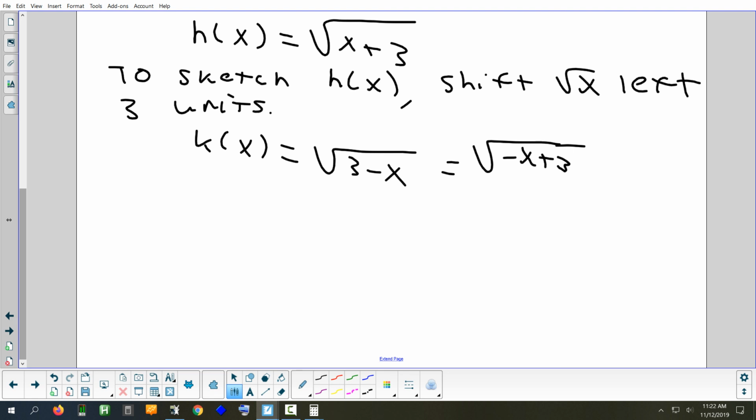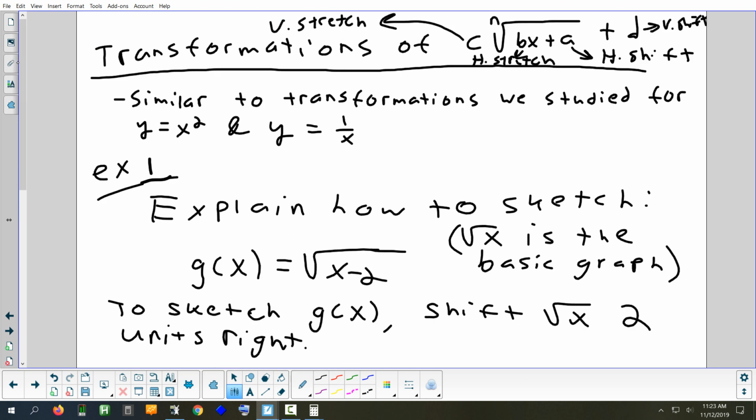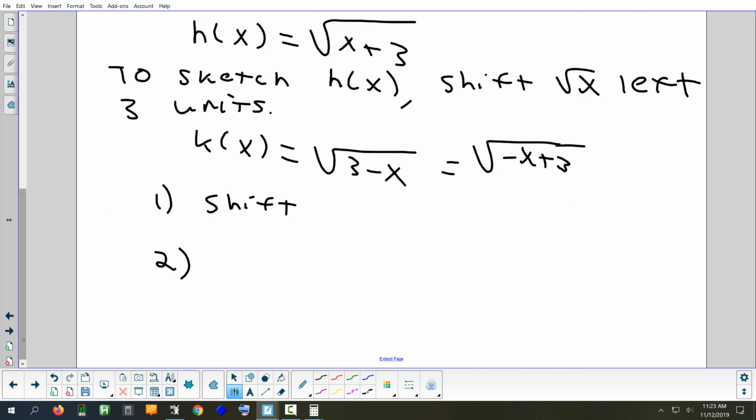Now, Caleb, how many transformations are happening here? 2. Yes, there are 2. The 3 is doing something, the negative is doing something. Well, we already know what the 3 is doing. That's the same as the one above. Shift 3 units left. And the reason I wrote that one first is because it's in the position where the A is. I didn't do the negative yet because that's in the position where B is. B is second. So don't describe that one first. So shift 3 units left. Now, what's that negative going to do?